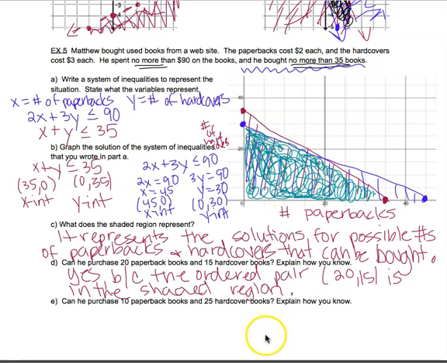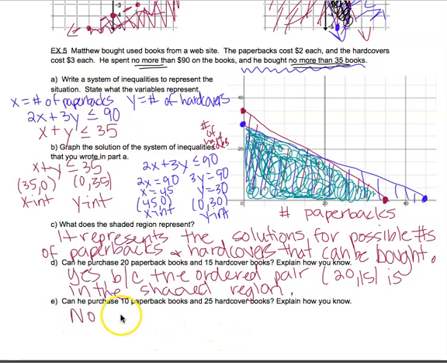Here's how you can be sure. If you plug it into these inequalities, remember it would have to give you two true statements. If I plug in 10 for X and 25 for Y, I get 20 plus 75, which is 95. So no, it doesn't satisfy the first one.